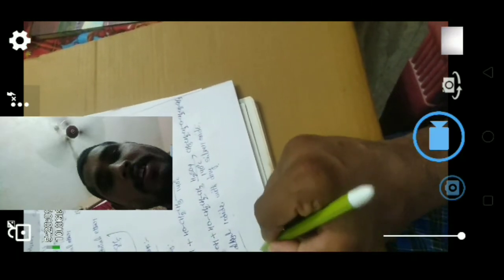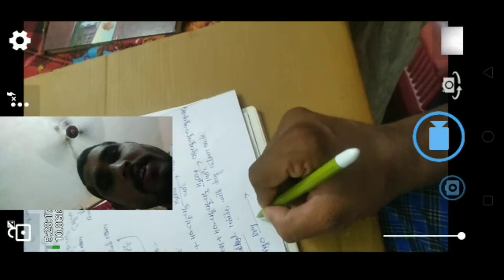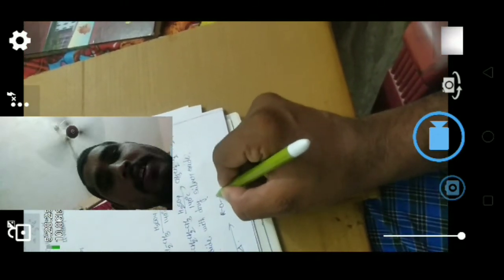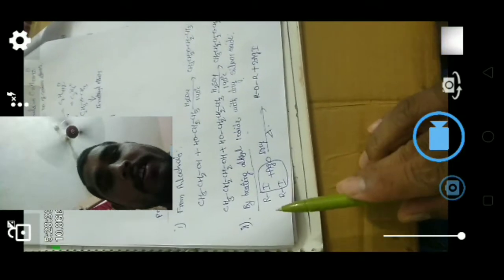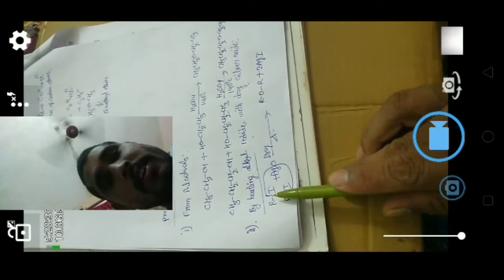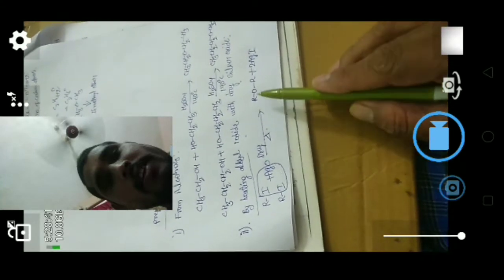For example, RI plus another molecule of RI, when we react with dry Ag2O in the presence of heat, gives ROR plus 2AgI, silver iodide. This is a general example. Here two molecules of alkyl iodide, when we react with dry silver oxide in the presence of heat, give ether.